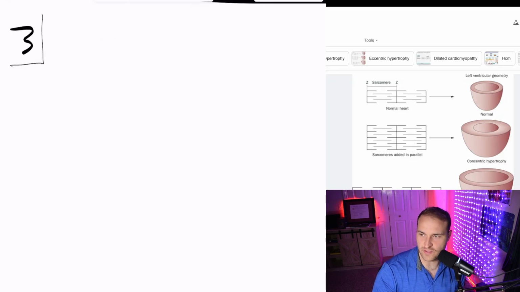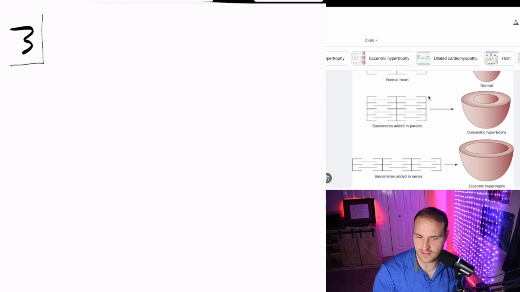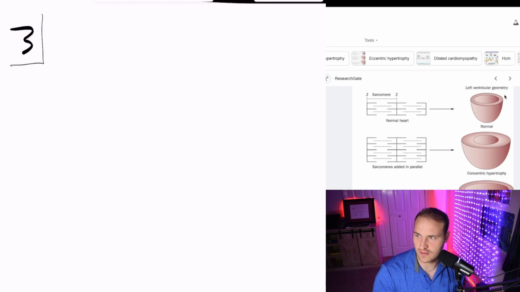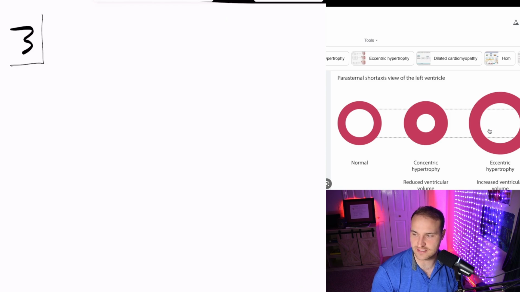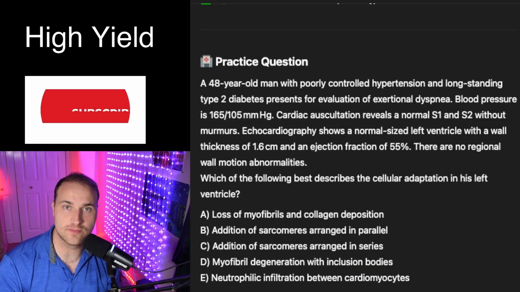So for 3, I want to bring your attention to this image. I think it's a really good one. This is your normal left ventricular geometry. You can see your sarcomeres, they're just normal here. If we add in parallel, then we get concentric hypertrophy, and then with eccentric, you have increased ventricular volume. And that's going to become important for this question.